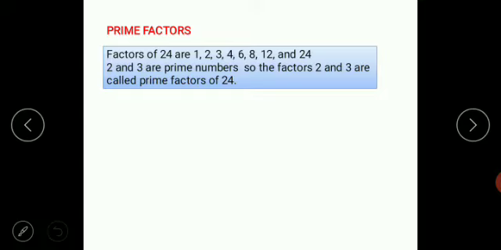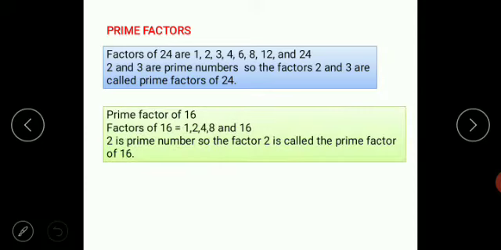So the factors 2 and 3 are called the prime factors of 24. The name itself says prime factors: factors which are prime. See, these all are factors of 24, and in this list the prime numbers are 2 and 3. So 2 and 3 are called the prime factors of 24.